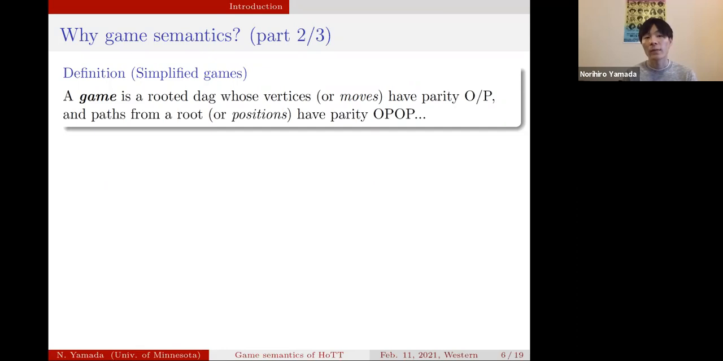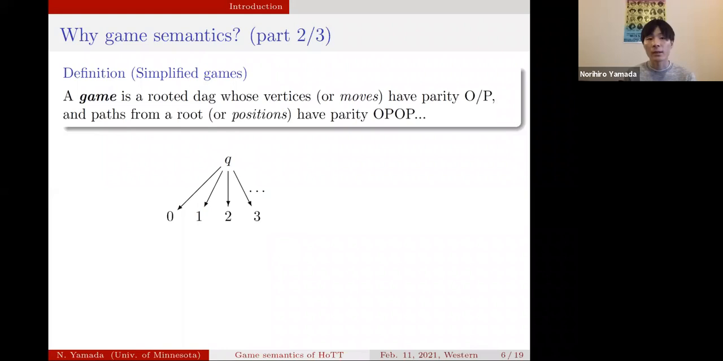Let me give a very simple example. This is a game for natural numbers. It consists of the root, which I write as Q, meaning that it's a question by the opponent. Then player moves correspond to natural numbers. So play in this game proceeds as follows. First, the opponent asks a question, like, what is the number? And then the player can answer with any natural number, 0, 1, 2, or whatever. And that's it. It's a very simple game.